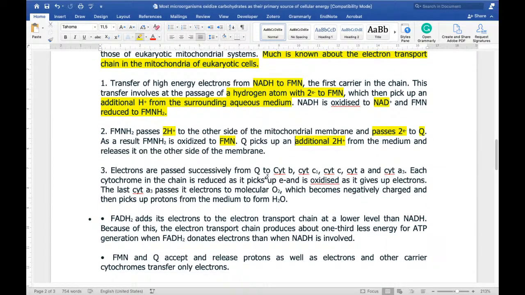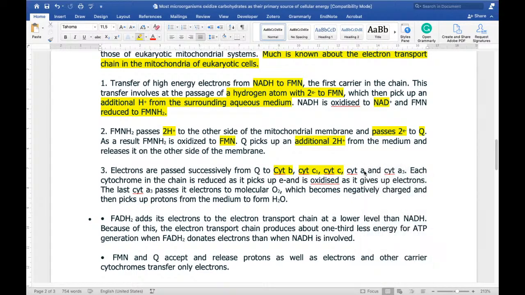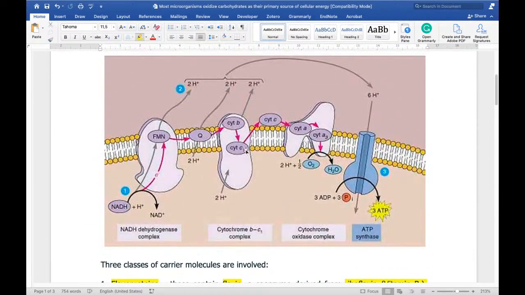Then they are successfully passed to the cytochrome B, cytochrome C1, cytochrome C, then cytochrome A and cytochrome A3. All these different cytochromes, it will be transferred to them. Cytochrome B, cytochrome C1, cytochrome C, cytochrome A, then cytochrome A3. So electrons are being transferred in this cytochrome complex.